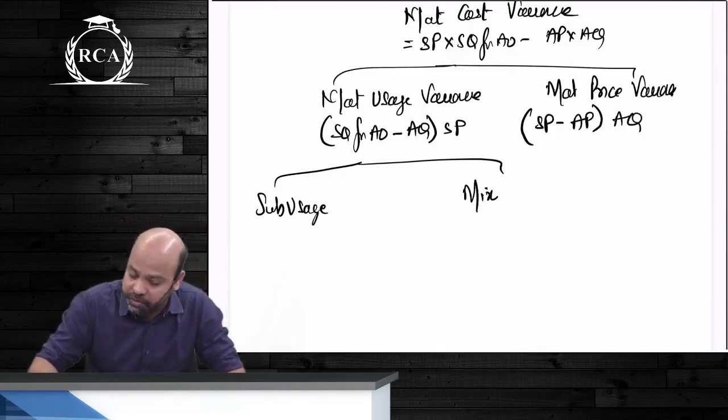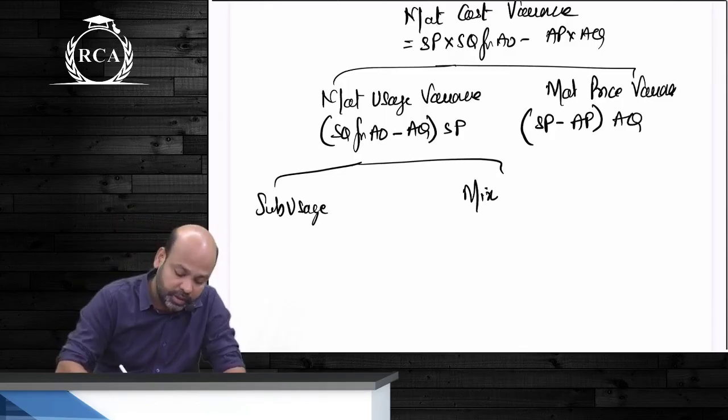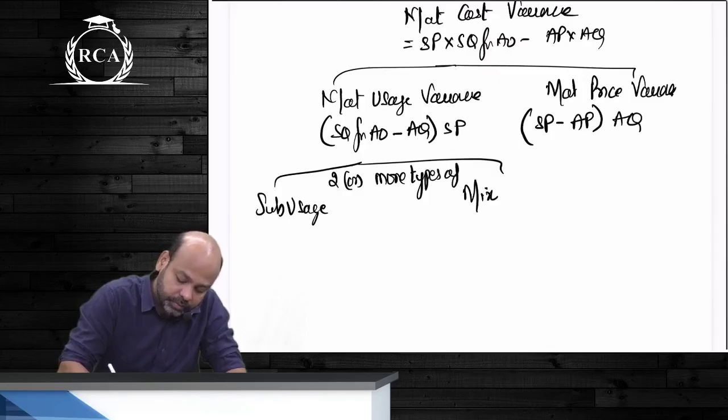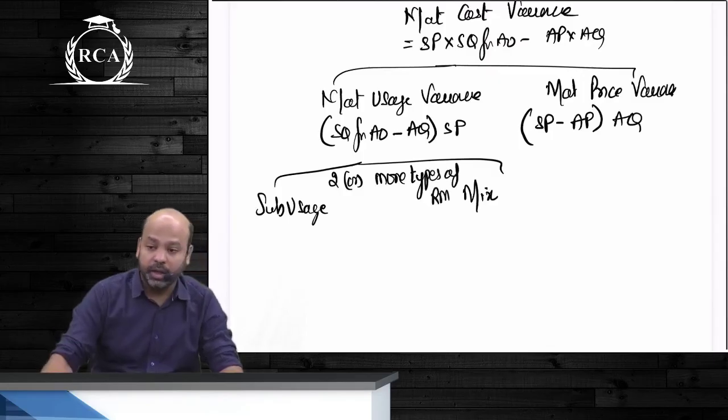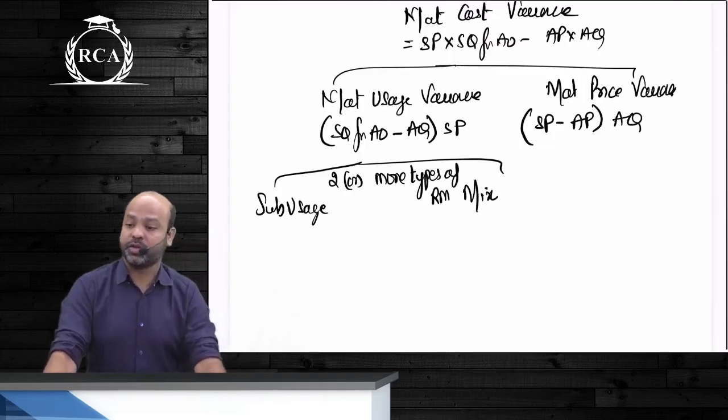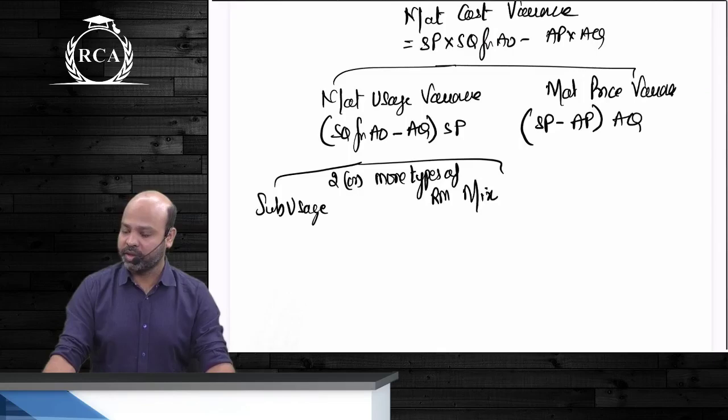This sub-usage variance and mix variance arises only if there are two or more types of raw material to be used. If there is a single raw material to be used, you will not have this segregation of usage variance, guys, into sub-usage and mix. Kab aayega ye sab? Only if.